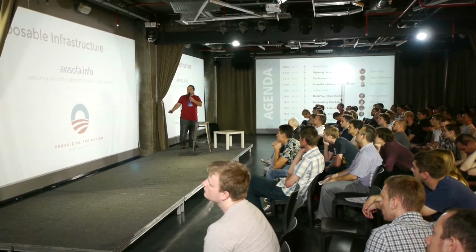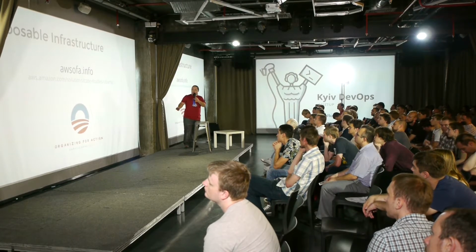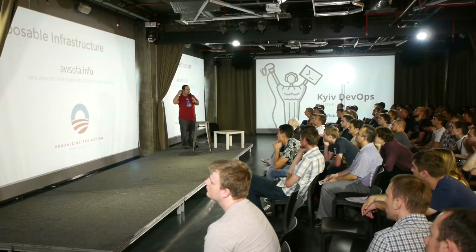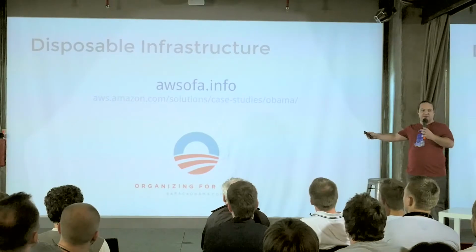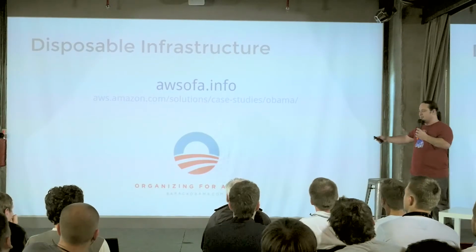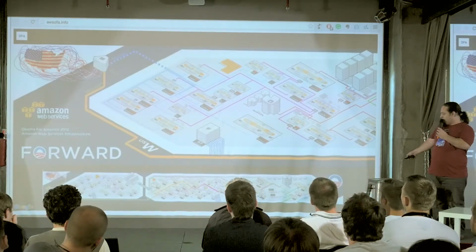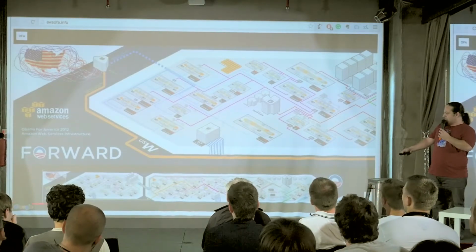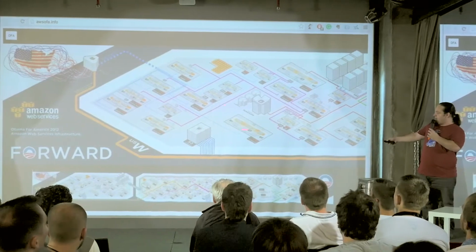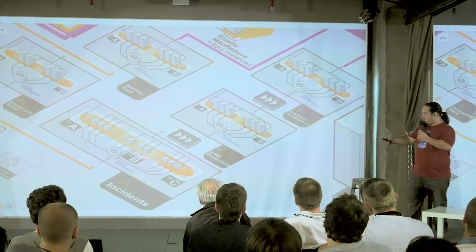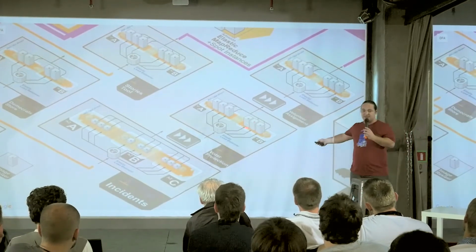For example, a couple of years ago, I think in 2008, there was the Obama election campaign. Anybody knows this project? Some nods, one hand, okay. And it looked like this. This is the whole Google map, and just this part you can see here. And every part here is a bunch of servers with scaling groups.